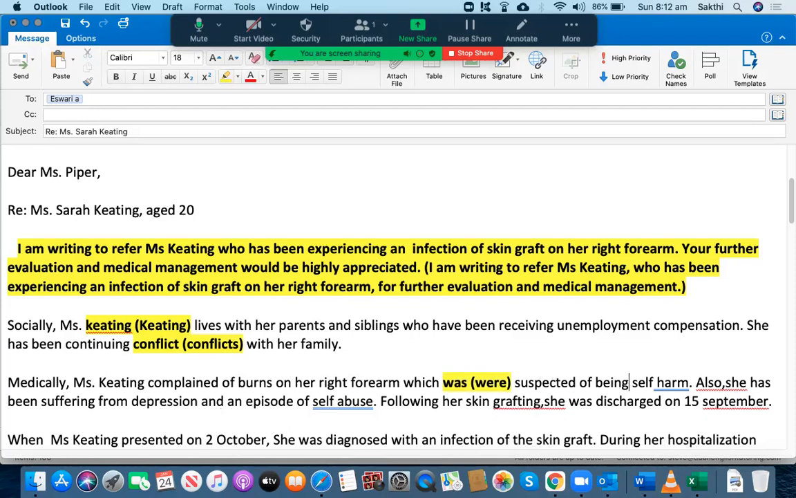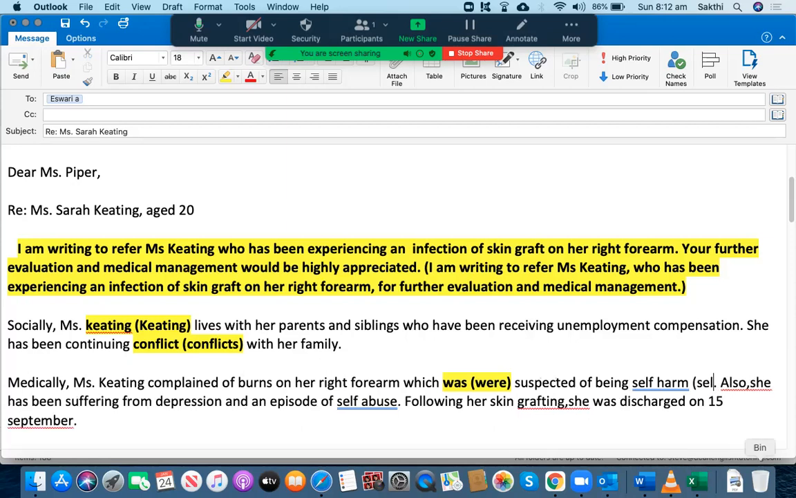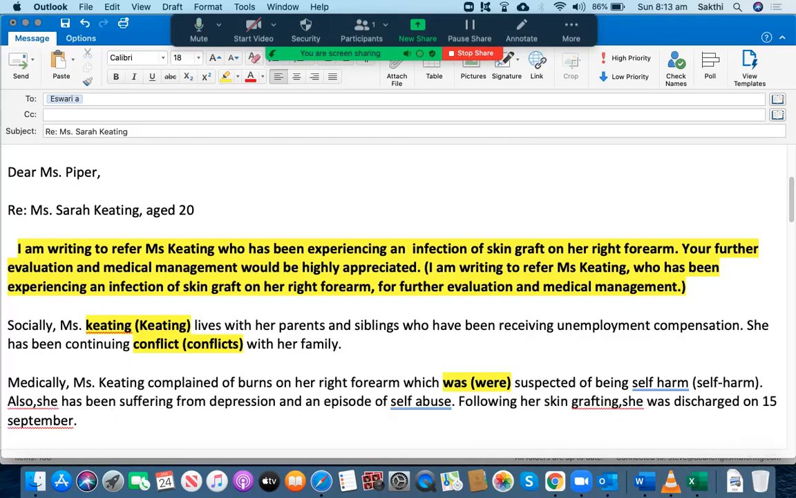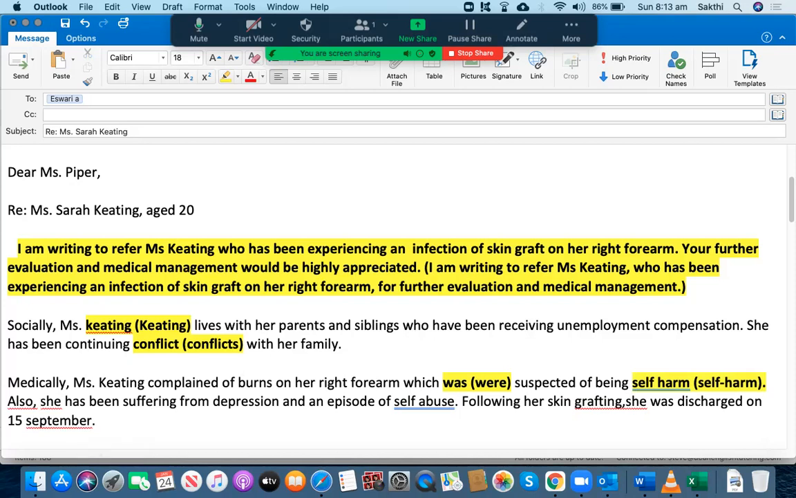Okay. And remember that for all the words that start with self, for example, self-confidence, self-harm, self-abuse, and so on, you have to use a hyphen in between, and it's going to be one word only. Okay, so this is the correct answer. Okay, so she should have written down self hyphen harm. That's the correct way of writing down this. I think the same mistake was committed by her in the following sentence as well. Look at this one. Okay, also she has been suffering from depression and an episode of self-abuse. All right.